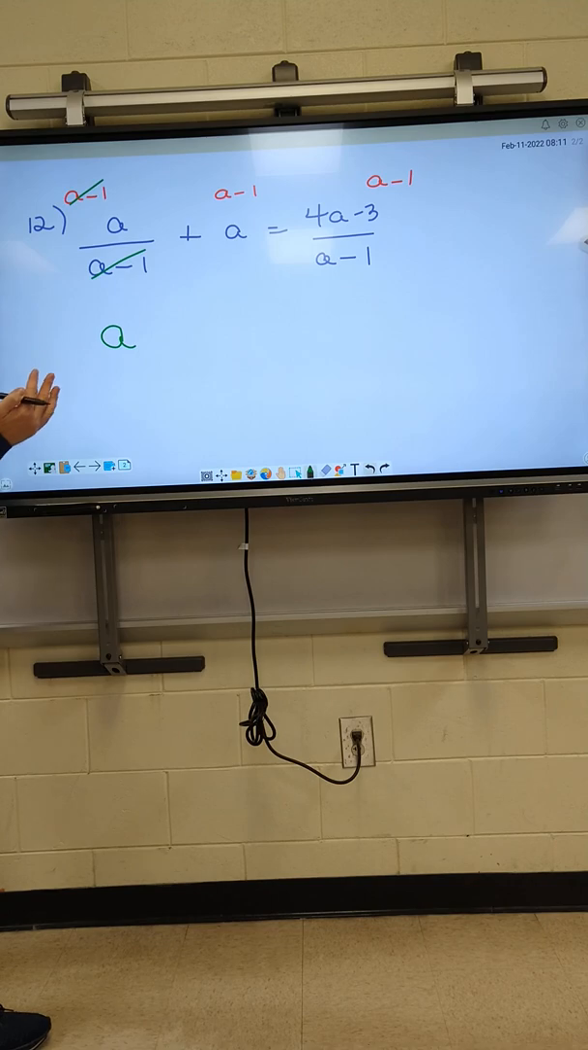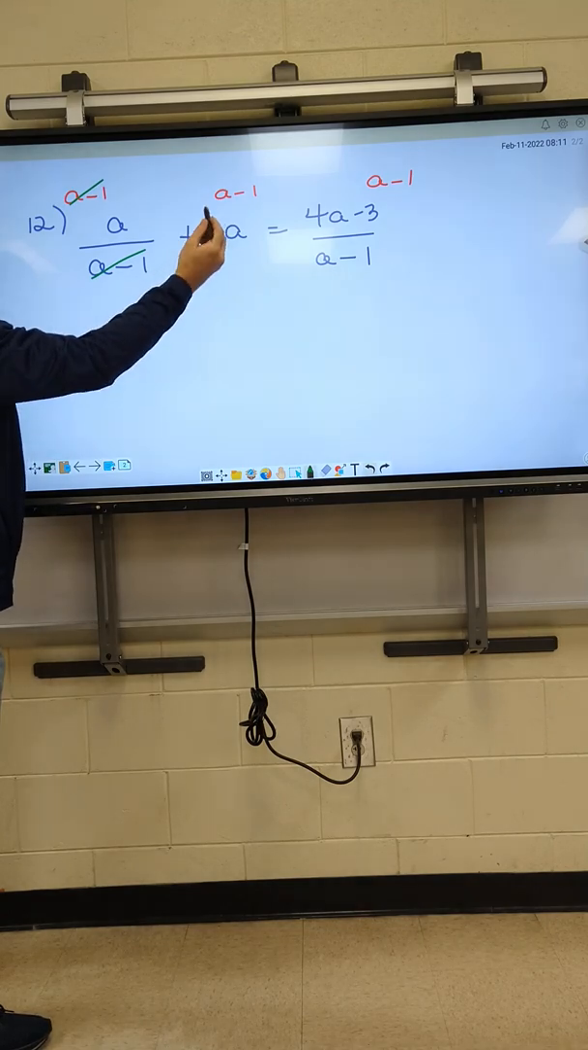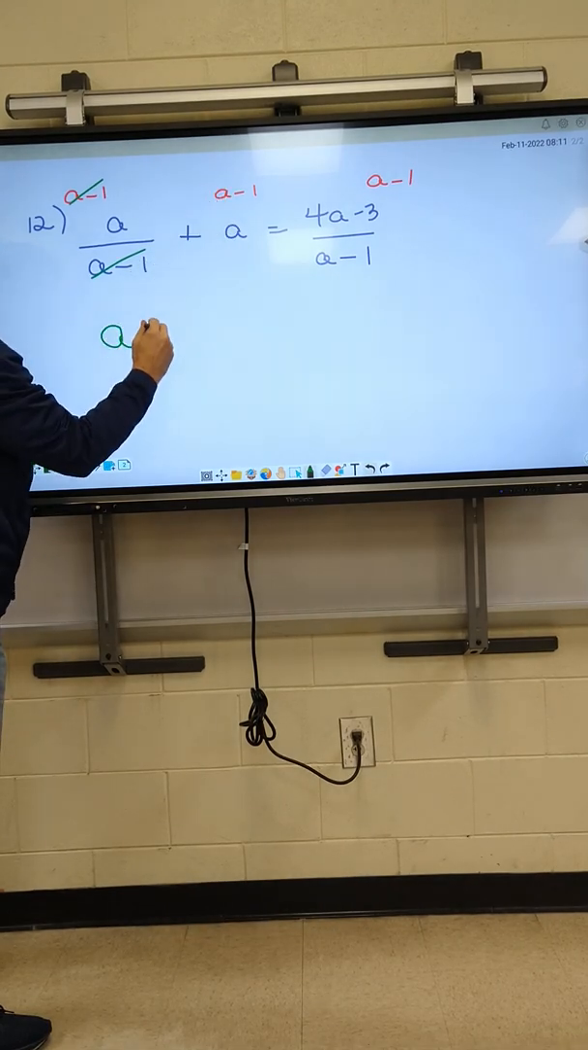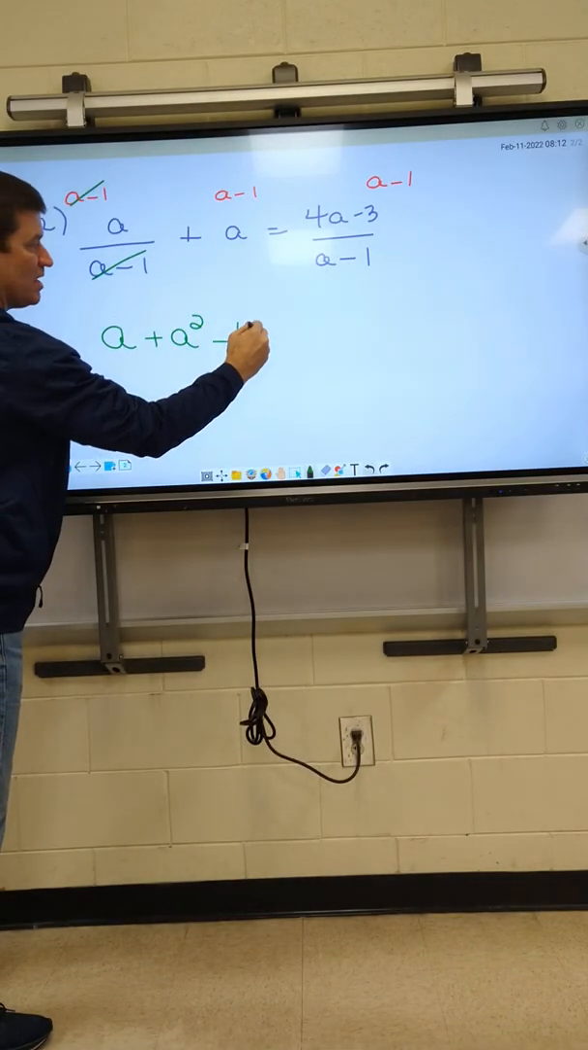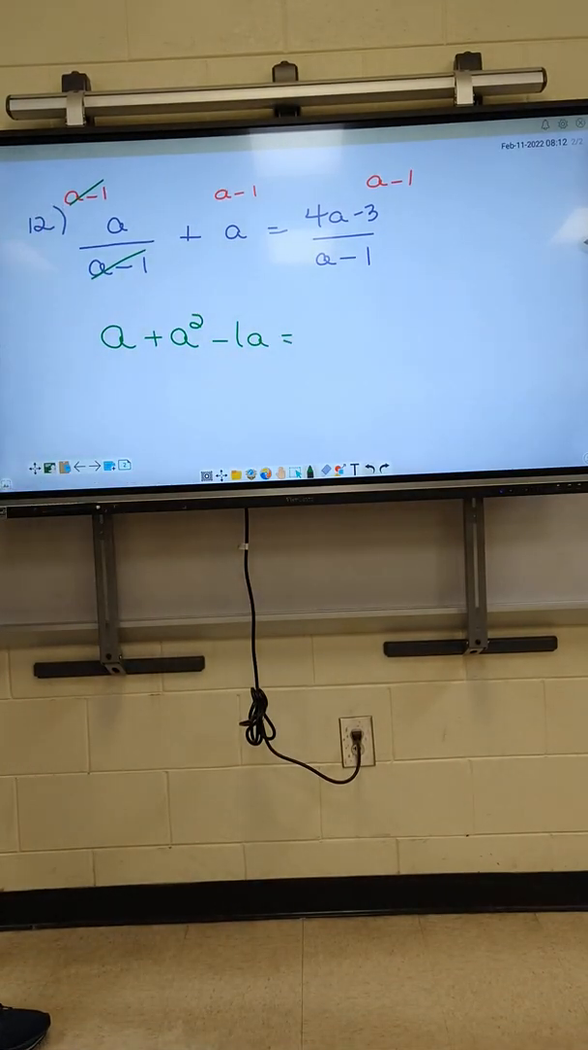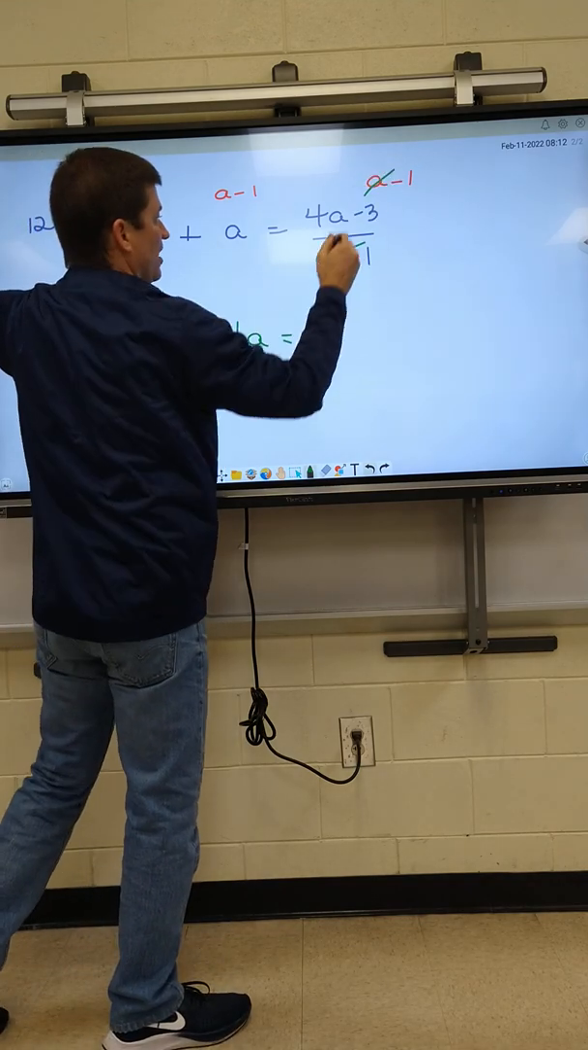So what do I bring down? Plus a minus 1. Well, hang on. Watch this. A times a is a squared, and a times negative 1 is negative 1a. Don't forget, you have to distribute if something's left over up top before you bring it down. Now, the last fraction is going to be easy because the a minus 1's cancel.